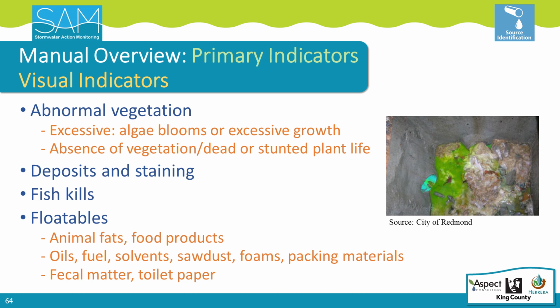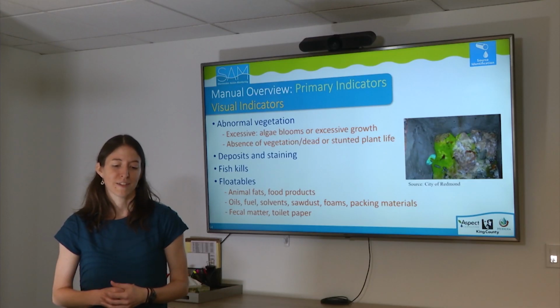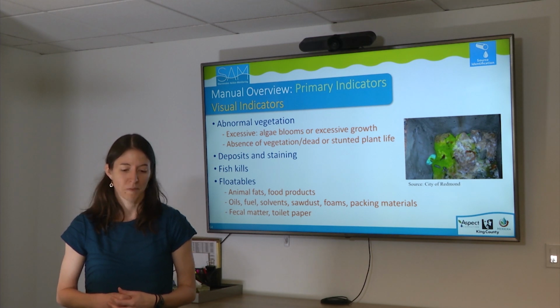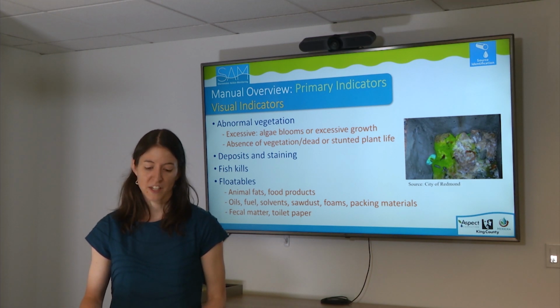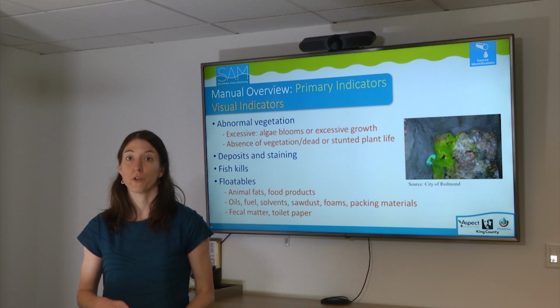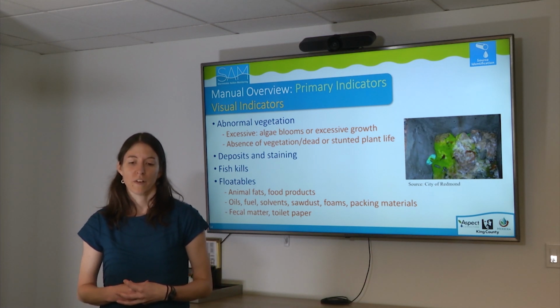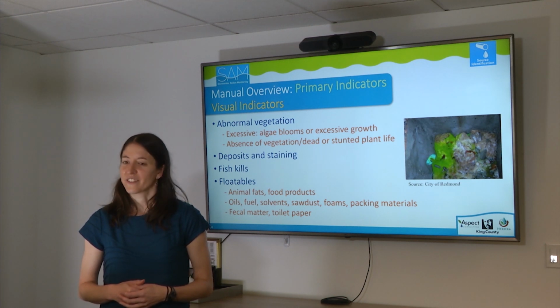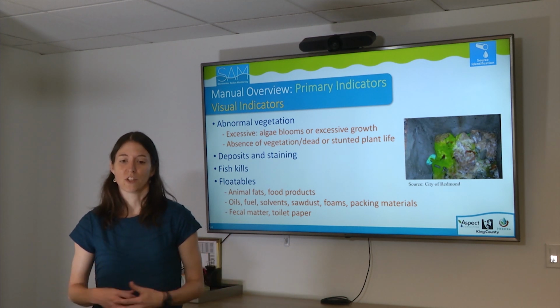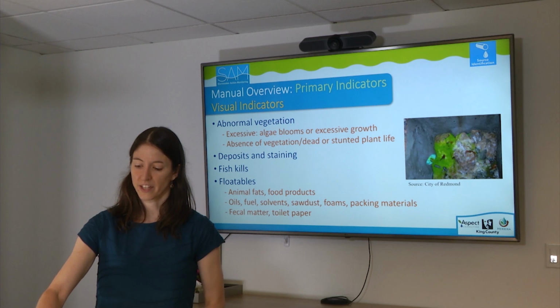If you open up your catch basin and it looks like that, you know you've got some issues with illicit connections. Some other things we've heard from other jurisdictions you could see: food products, leftovers from food processing, obviously oils, fuels, and solvents and things like that. So there's a lot you could see just visually in the floatables category.